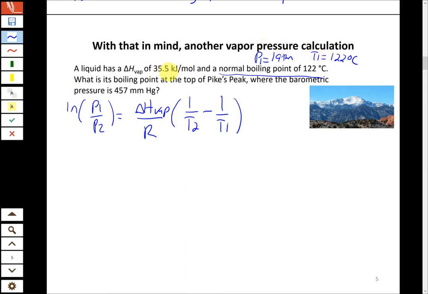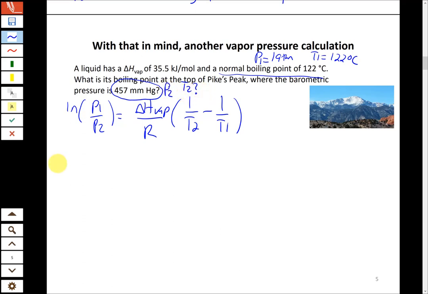What we're looking for is the boiling point where the barometric pressure is 457 millimeters. So what we're trying to find is what is the temperature when the vapor pressure is equal to that. So we're going to call that our P2. That's the second vapor pressure. So again, when vapor pressure equals atmospheric pressure, that's when you get to the boiling point. And so we're looking for the temperature that corresponds to that. Okay? So we have a lower atmospheric pressure at the top of a mountain, so we'd expect the boiling point to go down. Let's see if that's true mathematically.